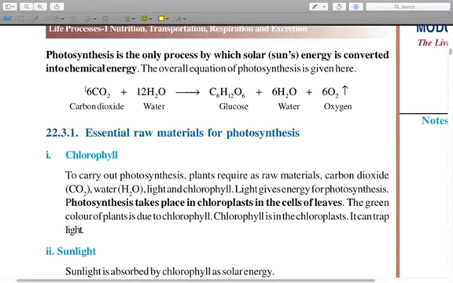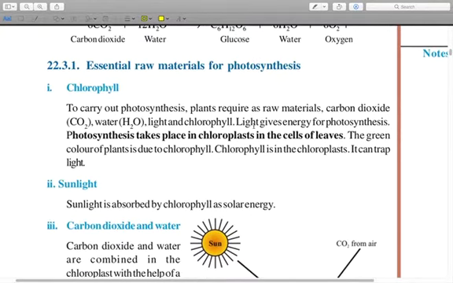This is the overall equation of photosynthesis. You have 6 molecules of carbon dioxide plus 12 molecules of water. In the presence of sunlight, they are converted into glucose, which is the energy source for plants. Then you have 6 molecules of water and 6 molecules of oxygen released into the atmosphere from the plants. So in photosynthesis, carbon dioxide and water, in the presence of sunlight, form glucose, which is the food for plants.